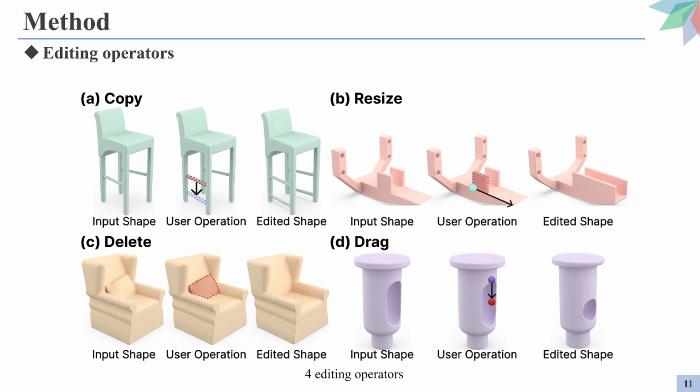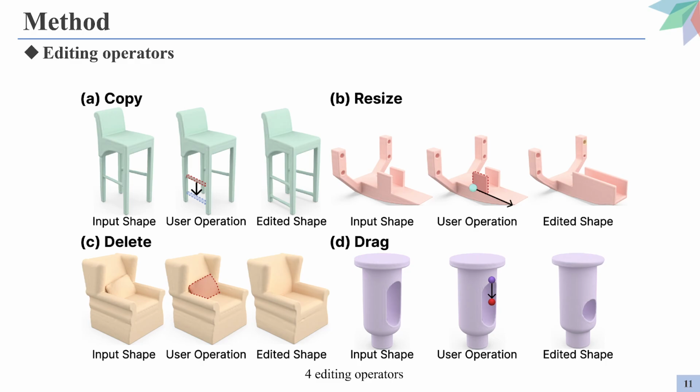In the paper, there exist four types of editing operators: copy, resize, delete, and drag. The copy operator copies a portion of the input shape and pastes it onto some other location in the shape. The resize operator scales a selected region in the shape about a chosen anchor point along desired directions. The delete operator removes a selected part in the input shape, and the drag operator drags the local geometry around the point toward the target location such that the geometries along the path can be adapted to the changes induced by the drag.